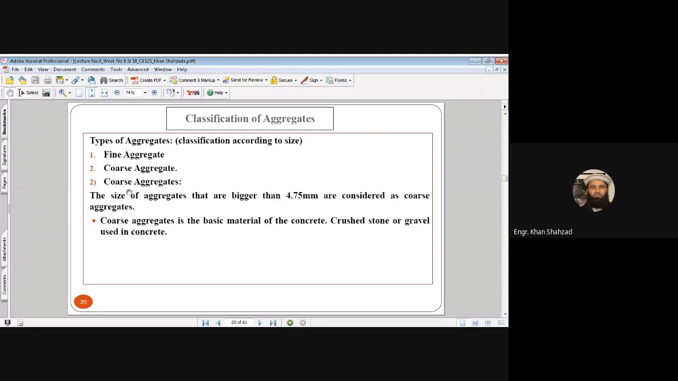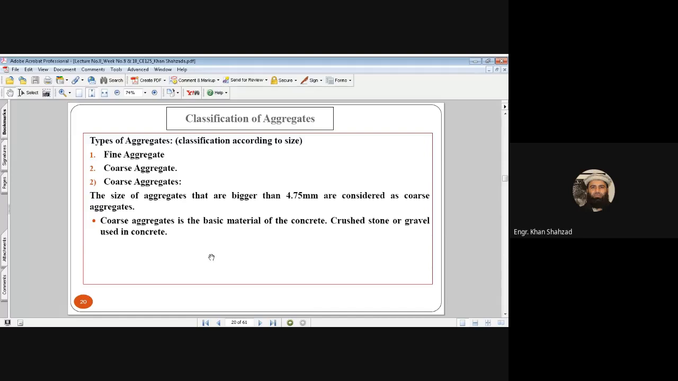The next one is the coarse aggregate. On the basis of size, the next type of aggregate is coarse aggregate. Aggregates bigger than 4.75 millimeter, or you can say those aggregates which are retained on sieve number 4, the 4.75 millimeter sieve, are known as coarse aggregate. Coarse aggregate is the basic material of concrete. I hope everybody remembers this. Crushed stones or gravel used in concrete are types of coarse aggregate.